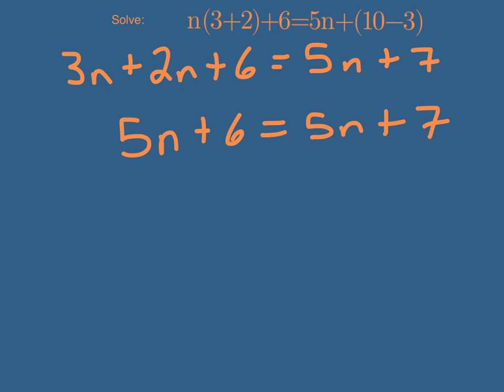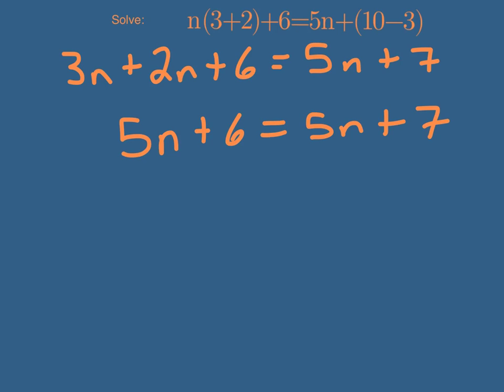Okay, if I stop here and I look at this, I can see that 5n plus 6 is not going to equal 5n plus 7. So if I were to put in, just say as an example, 1 for n. On the left I have 5 times 1 plus 6, which gives me 11. And on the right, if I plug in 1 for n, I have 5 times 1 is 5 plus 7 gives me 12. So they're not going to equal each other.